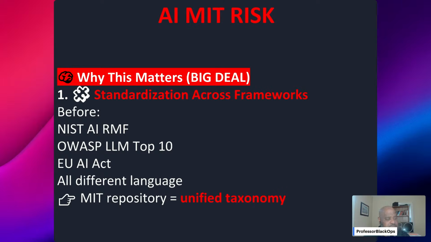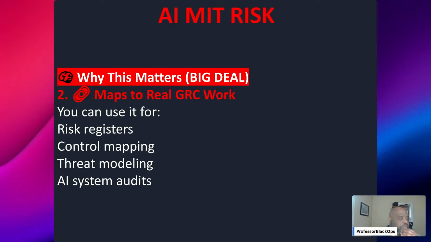And then I probably start, once again, using the MIT repository, wrapping it around like I used MITRE ATT&CK. It maps to real GRC work. You can use it for, shout out to Chris, risk register, control mapping, threat modeling, AI system audits. And I think that's once again where you can start using the AI MIT risk repository.